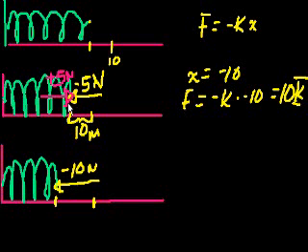Another way to think about it is, well, I won't go in there now. So in this case, the restorative force is 5 newtons. So we can solve for k. We could say 5 is equal to 10k. Divide both sides by 10, you get k is equal to 1/2.